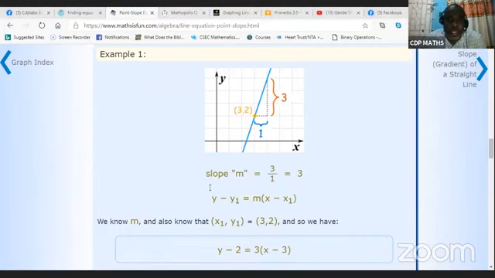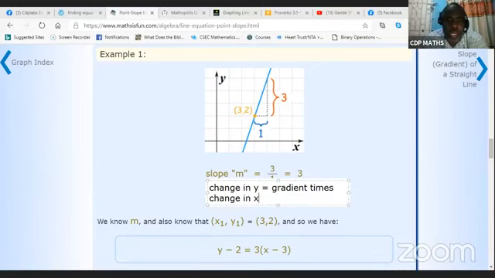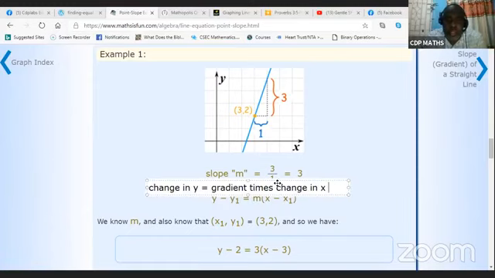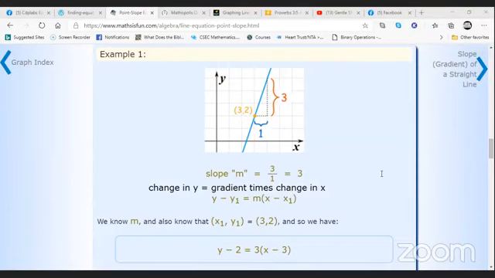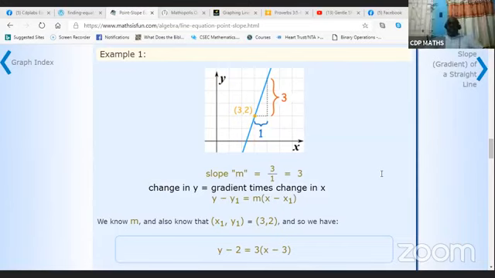So you can write a sentence here. Change in y is equal to M, we want to say gradient, times change in x. That is it in a nutshell. Change in y is equal to the gradient times change in x.